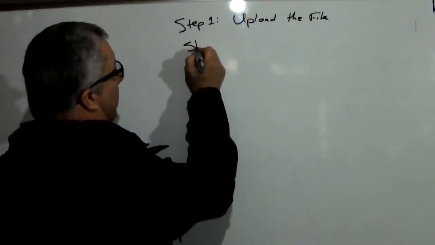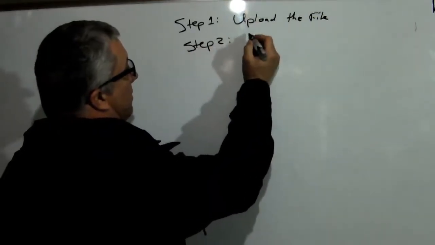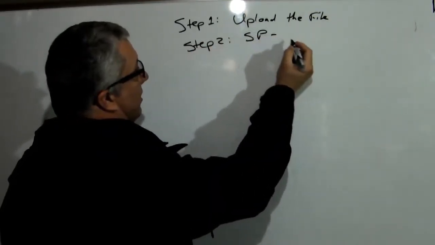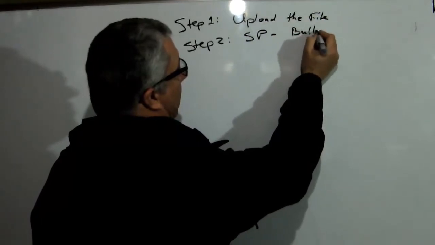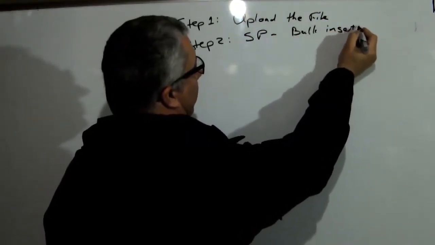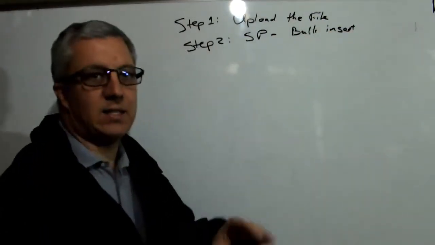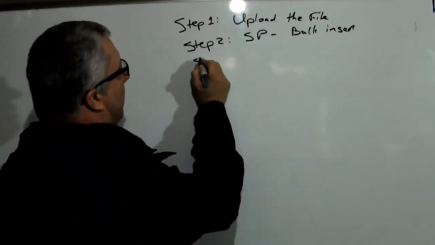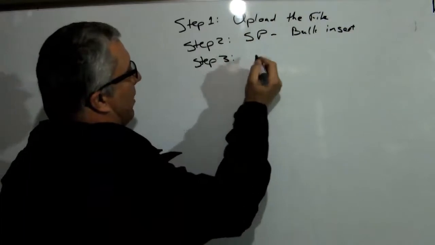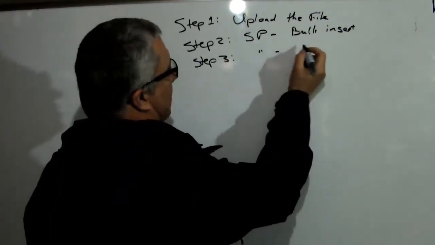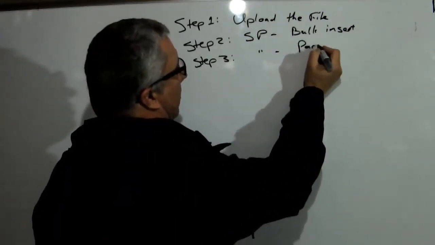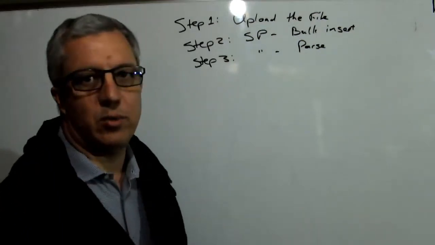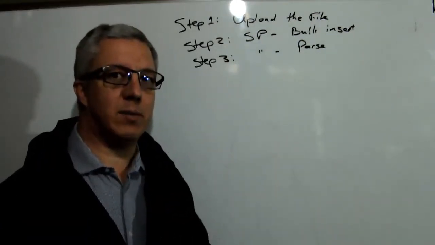The second step is then in your stored procedure to do a bulk insert. That will take the data from that file and insert it into a temp table. And then the third step, in your same stored procedure, you will then parse the data. So you'll basically take the data apart out of your temp table.